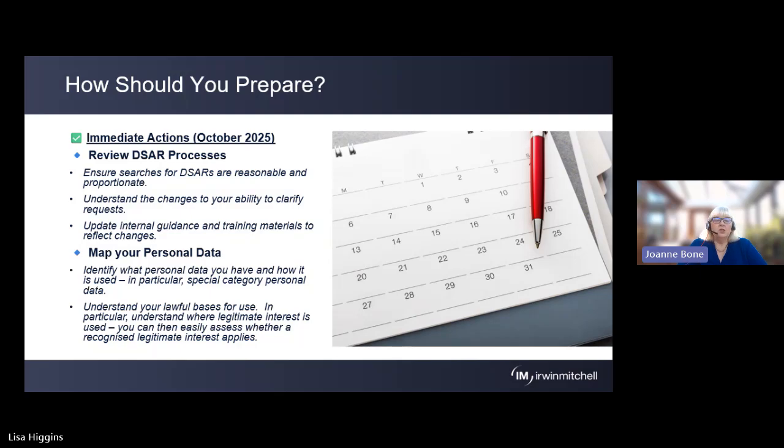So the first thing we'd suggest that you do is have a look at DSAR processes. As Hannah said, the DSAR changes are in. So you need to review your DSAR processes. You need to make sure that if you've got any standard correspondence with people, it makes clear that any searches that you will be carrying out will be reasonable and proportionate as per the change, that you know what you can do in terms of clarifying the request, and you understand the impact on the date for the responses from a stop the clock point of view.